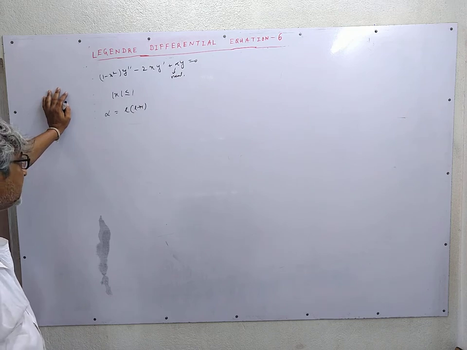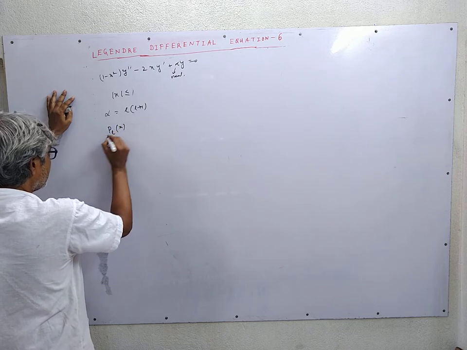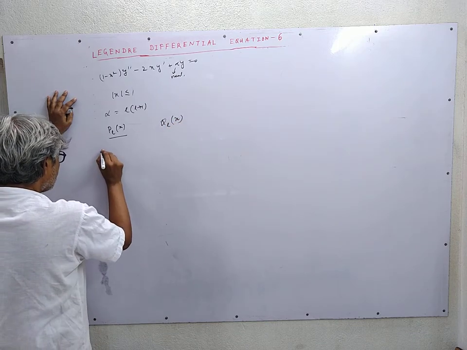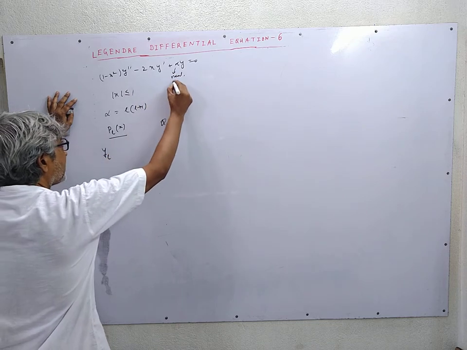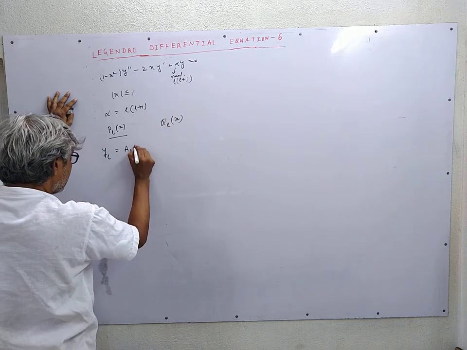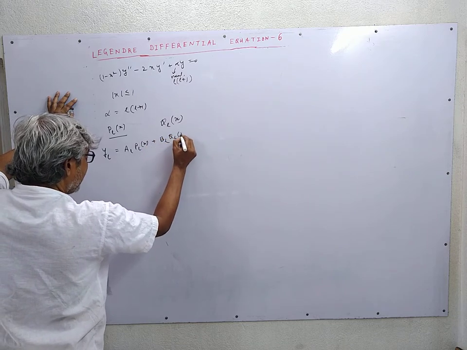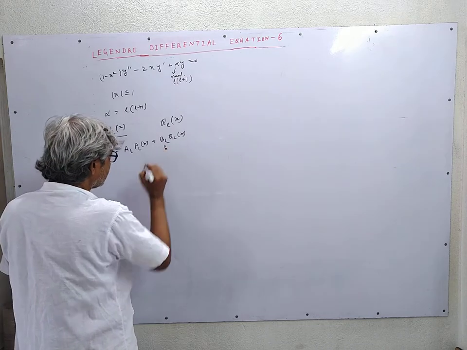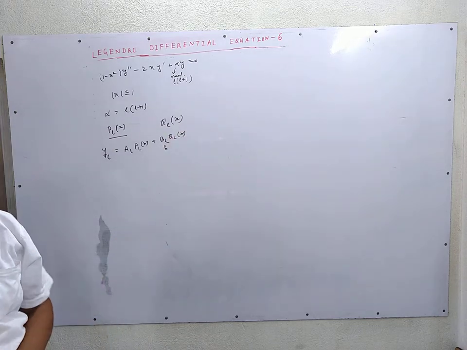The polynomial solution of the Legendre differential equation is called the Legendre polynomial and is denoted by PL, and the infinite series solution is denoted by QL of x. So the general solution of the Legendre differential equation can be written as AL PL of x plus BL QL of x. When the z-axis is included in the system, we put BL equal to 0. If the z-axis is not included, then there is a non-zero value of BL.